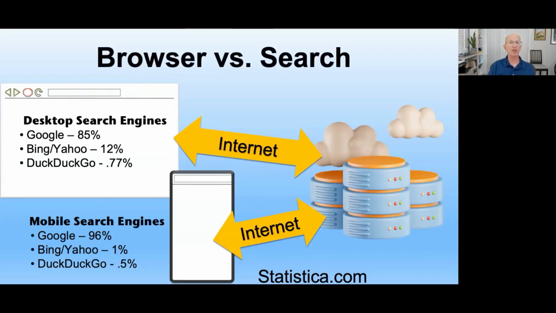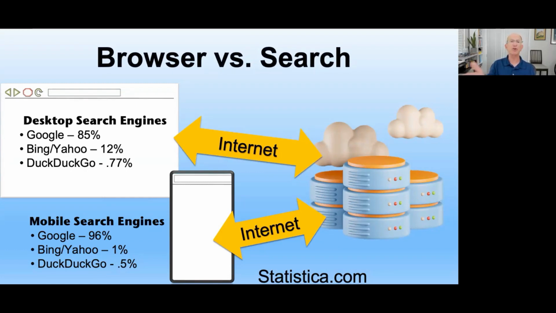Mobile search engines, even a bigger difference. Google is used by 96% of the people that search on a smartphone. Okay. iPads and tablets are generally considered to use a desktop search because they display the full web page, not the mobile version of the web page. So Google just really dominates this search business, and they do a pretty good job. They keep people coming back.